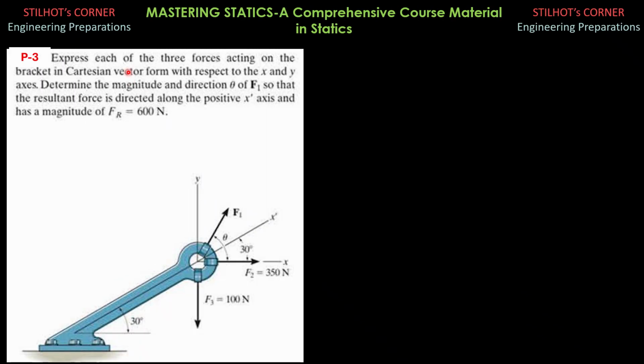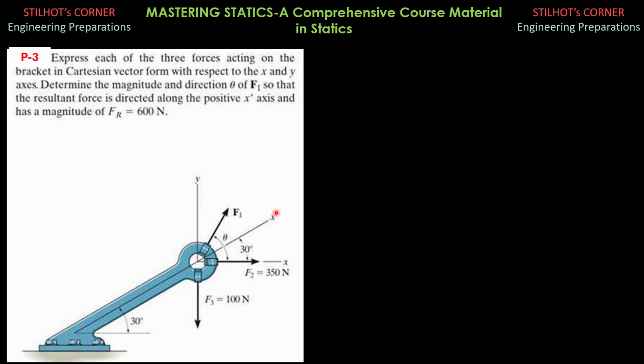Problem 3: Express each of the three forces acting on the bracket in Cartesian vector form with respect to the x and y axes. Determine the magnitude and direction theta of F1 so that the resultant force is directed along the positive x prime axis and has a magnitude of Fr equals 600 newtons. So the resultant force is directed in that direction. I'll just call it R instead of Fr.